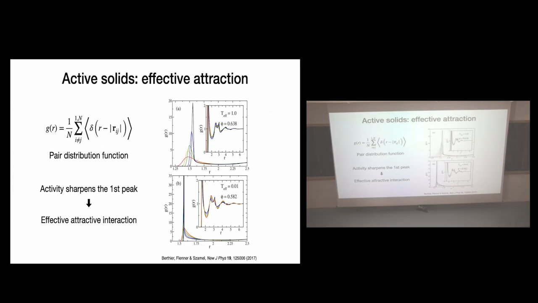This can also be understood by looking at the fact that the activity resembles an effective attraction. When you look at the pair distribution function of these systems, you see that with the activity you are both shifting the peak and increasing it a lot, moving from the red curve, which is the one for a thermal system, to the black one, which is the one for an active system.